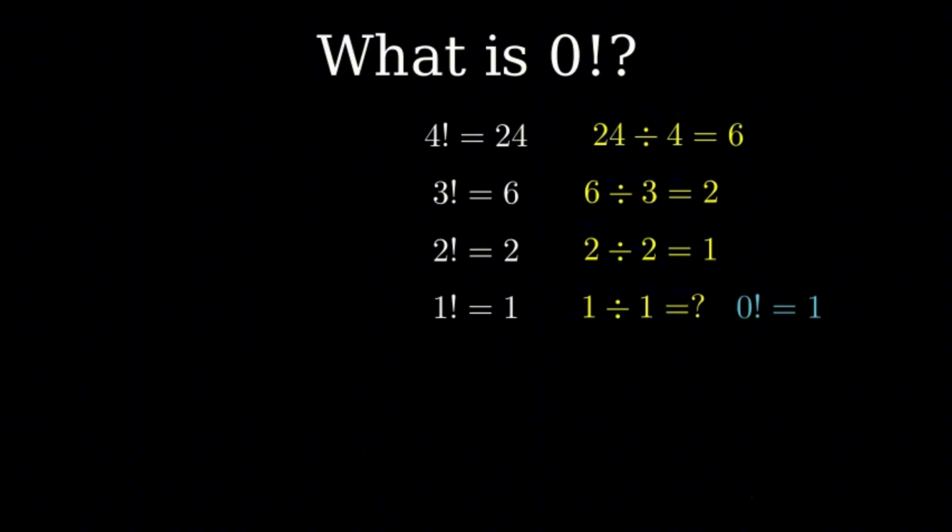But what is 0 factorial? Based on our pattern, we might guess that 0 factorial equals 1. But patterns alone aren't proof. Let's verify our guess using the recursive definition of factorials, which provides a more rigorous mathematical approach. The recursive definition states that n factorial equals n times the factorial of n minus 1. This is a powerful formula that lets us express any factorial in terms of the factorial one step below it.